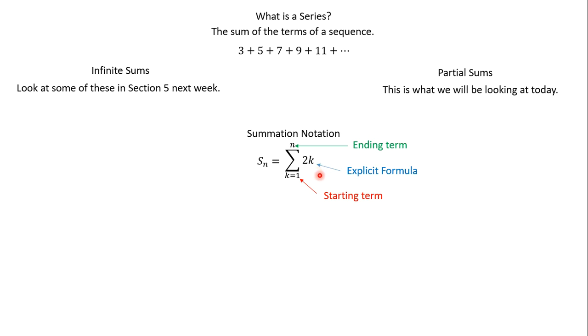And then this piece here, this 2k, that's just going to be an explicit formula. So you can't use a recursive formula here. That doesn't work. It does have to be explicit. And again, that's just like what we've been seeing for the past few years. F of x equals something. We have k instead of x. That's the only difference. So this is what summation notation looks like.